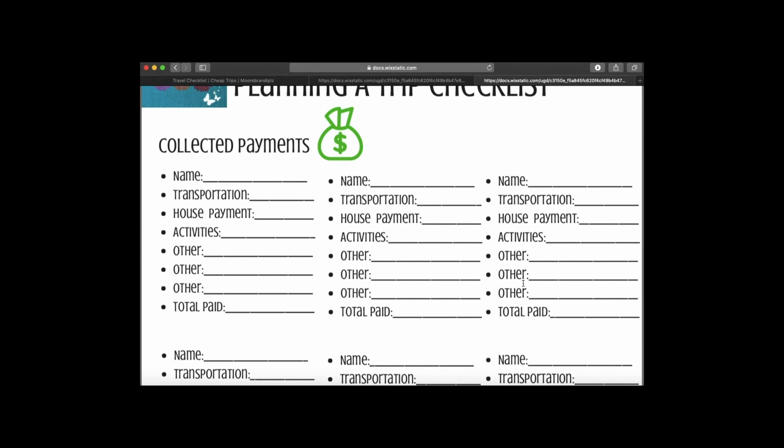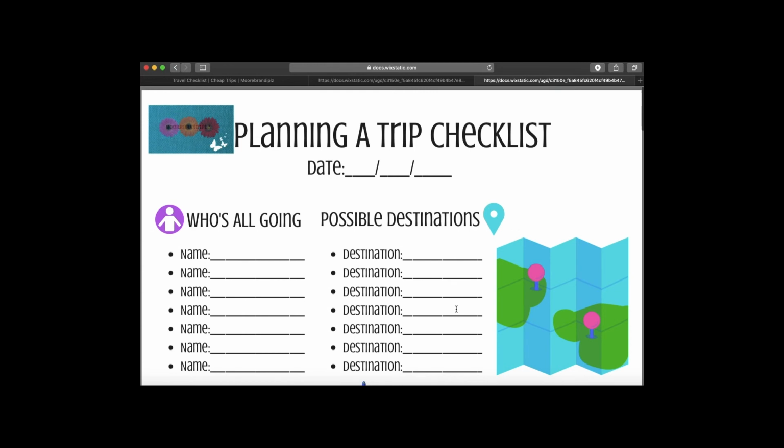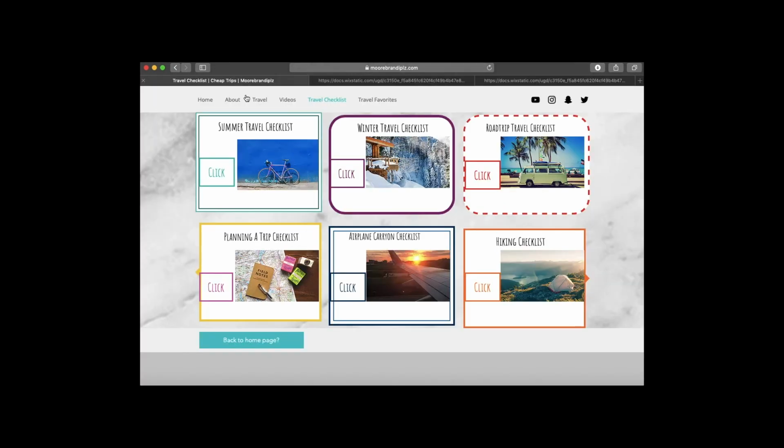This last page is really just for you guys to narrow it down on who's paid what. It's kind of like a receipt system, if you will, and a checks and balances for how the money is being spent and what it's being spent on. So that is the planning a trip travel checklist. And again, I have more of these. I have summer, I have winter, I have a road trip, I have airplane carry-ons, I have hiking, and we just looked at this one.